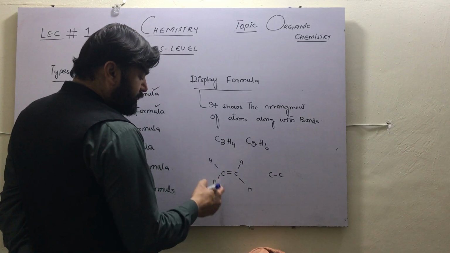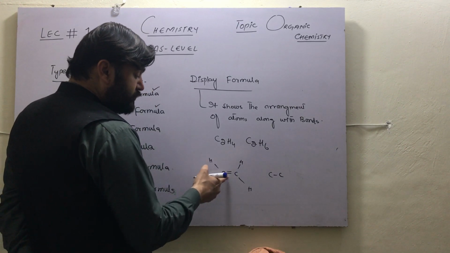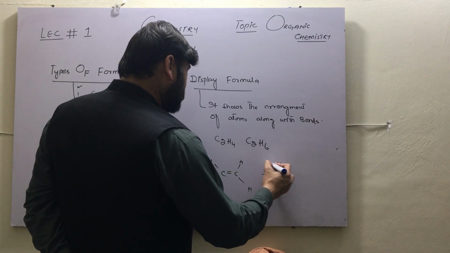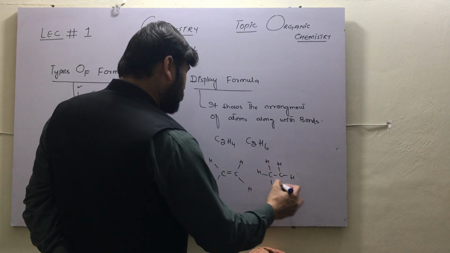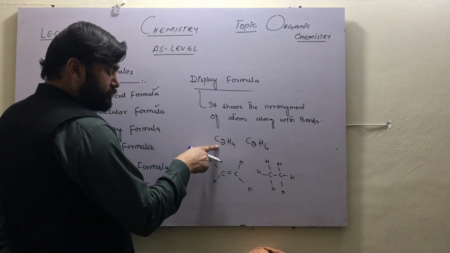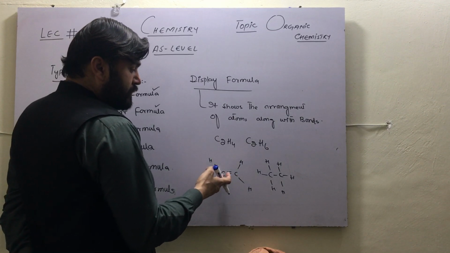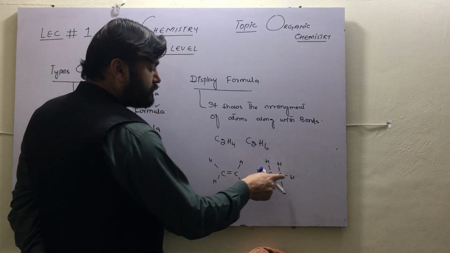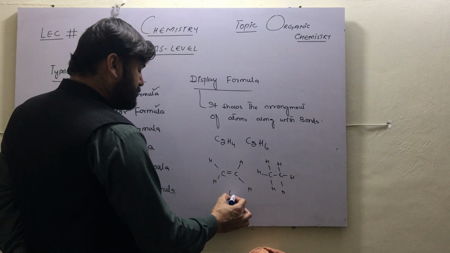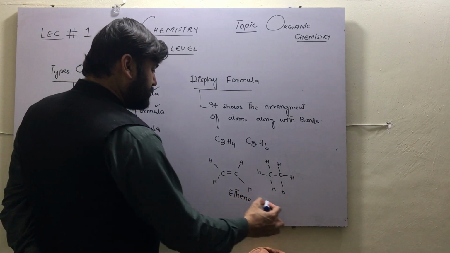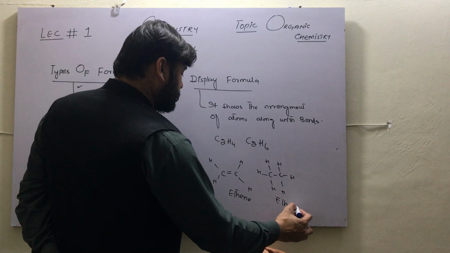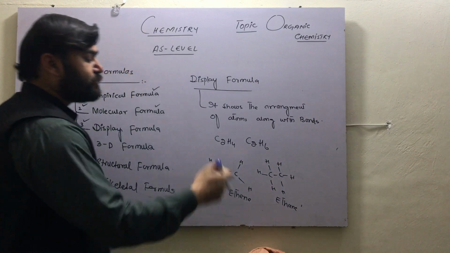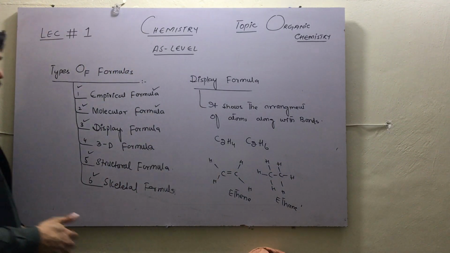But here there will be a double bond, because this formula shows a double bond between 2 carbon atoms, and this formula does not show a double bond, it shows a single bond. From the condensed formula we cannot tell which one has a double bond. Here you can see that in this formula a double bond is present between 2 carbon atoms, and here a single bond is present. So this is ethene and this is ethane. So the display formula is the formula which shows the arrangement of atoms along with bonds, and all the bonds are visible. So this is called a display formula.